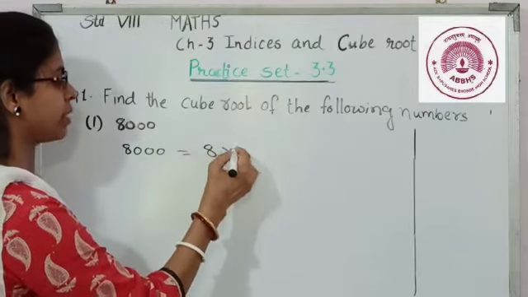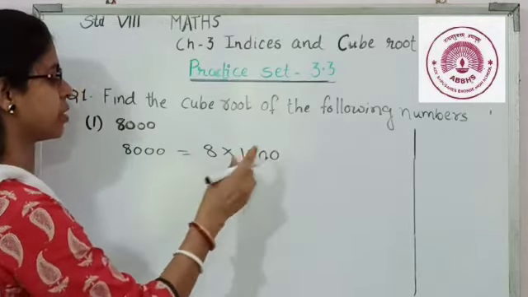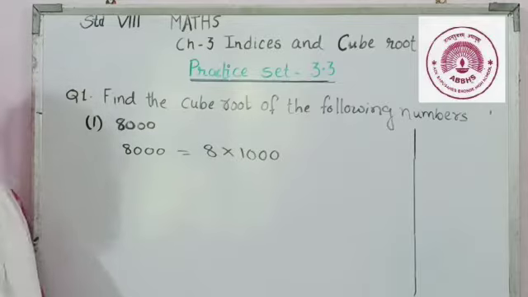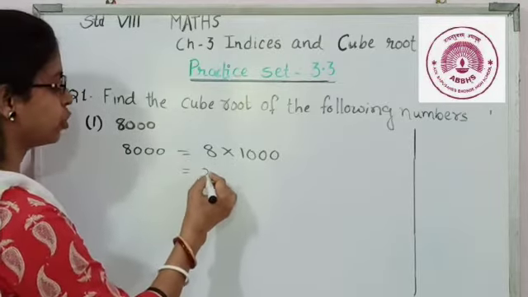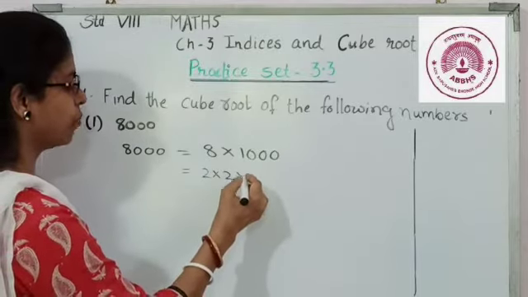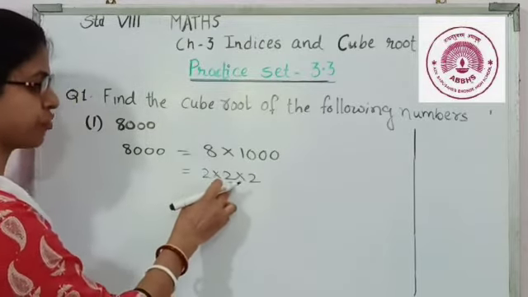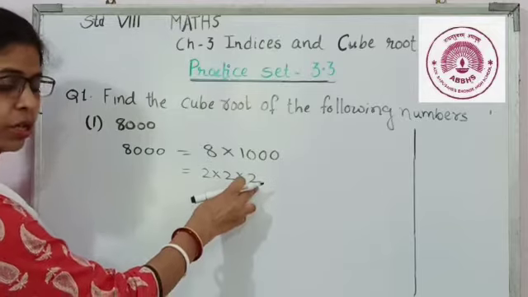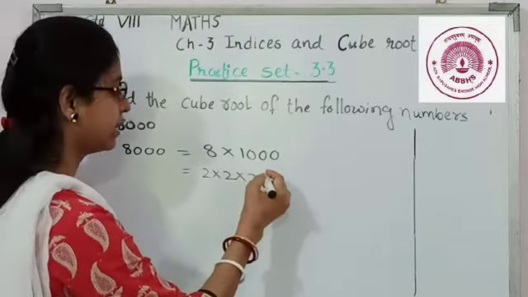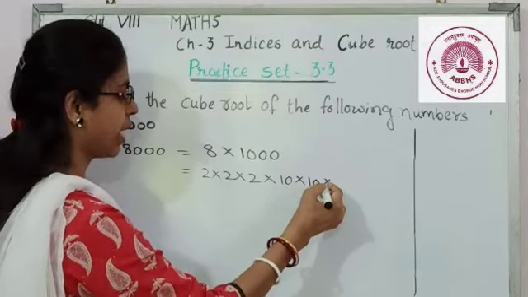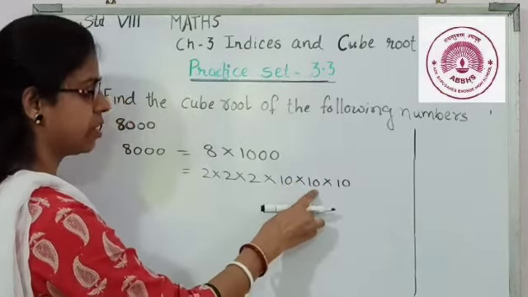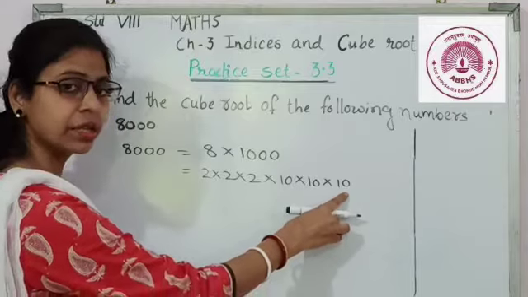8 multiplied by 1000, because 8 multiplied by 1000 is 8,000. Now again 8 can be written as 2 multiplied by 2 multiplied by 2, because 2 2s are 4, 4 2s are 8. Similarly, 1000 can be written as 10 multiplied by 10 multiplied by 10. 10 tens are 100, 100 into 10 is 1000.